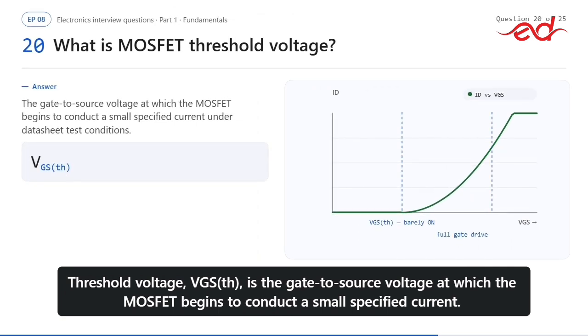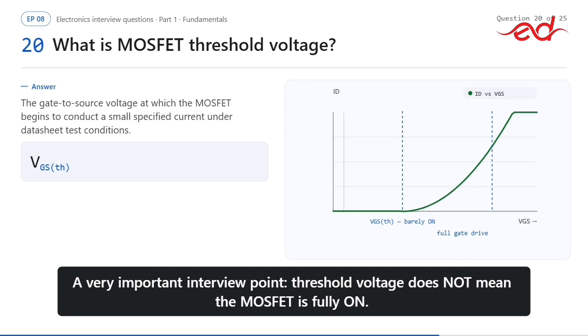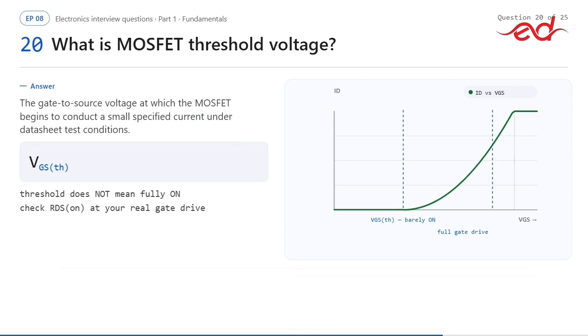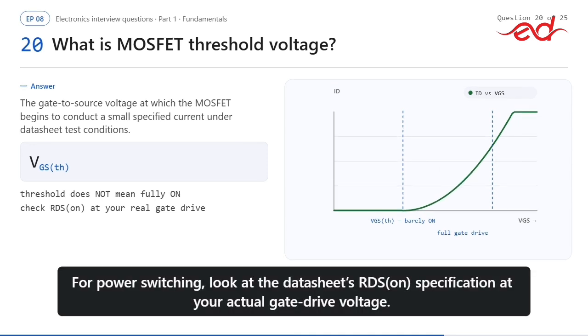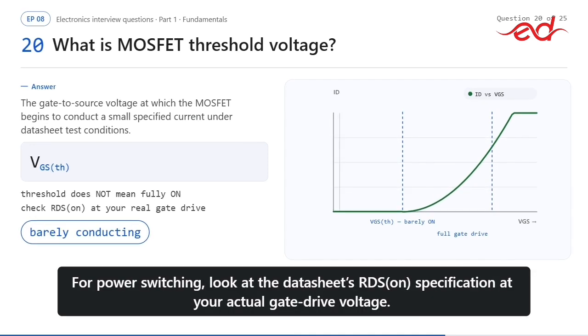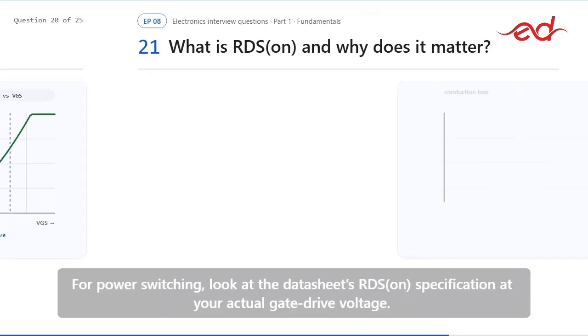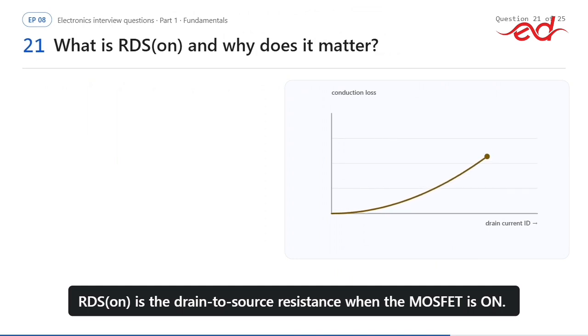Threshold voltage VGS is the gate to source voltage at which the MOSFET begins to conduct a small specific current under the datasheet test condition. A very important interview point is that threshold voltage does not mean the MOSFET is fully on. For power switching, you should look at the datasheet RDS(on) specification at your actual gate drive voltage.